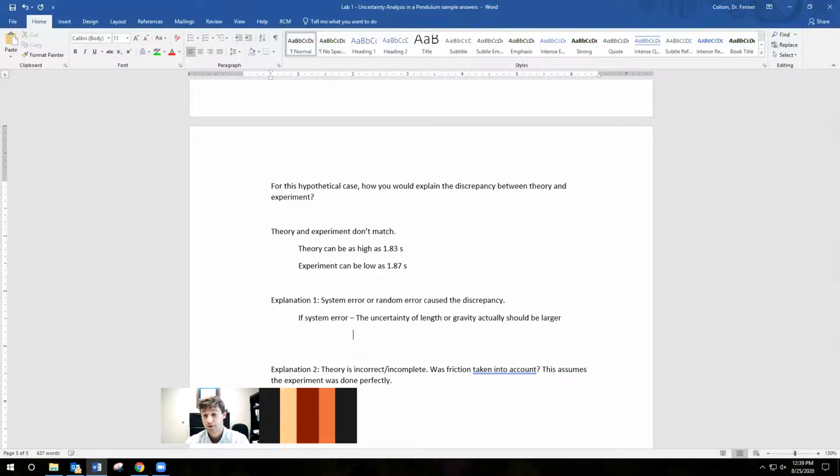It could also be not just length or gravity. The measurement of time could be incorrect. So perhaps when you measure the time, maybe you have really slow reflexes. Your reflexes are so slow that you're off by 0.3 of a second every time. So maybe something like slow reflexes. That's something that has to do with how the experiment was conducted itself.